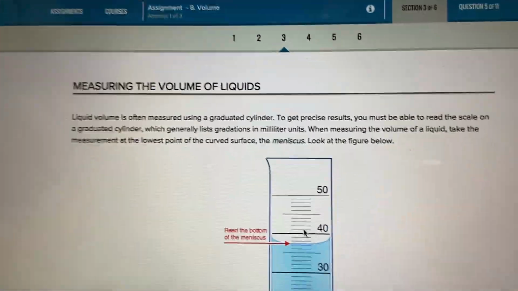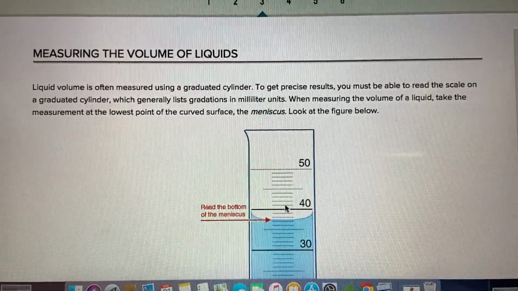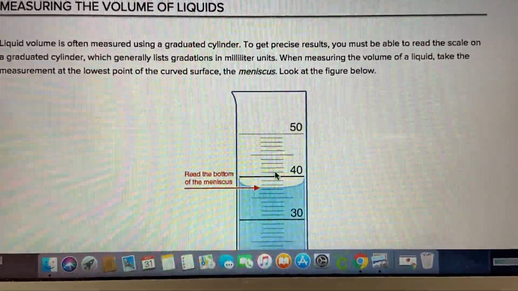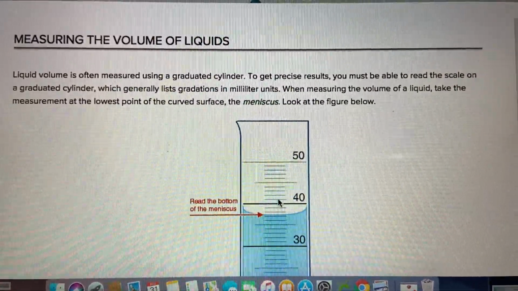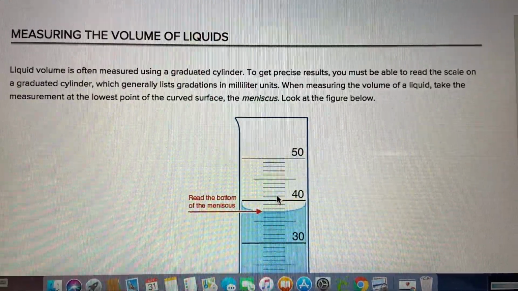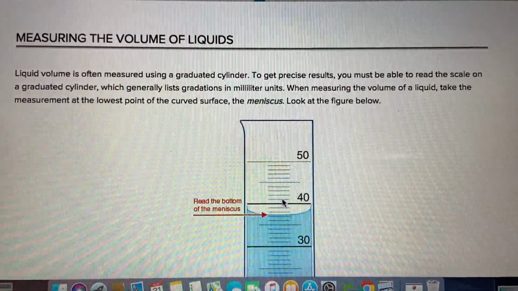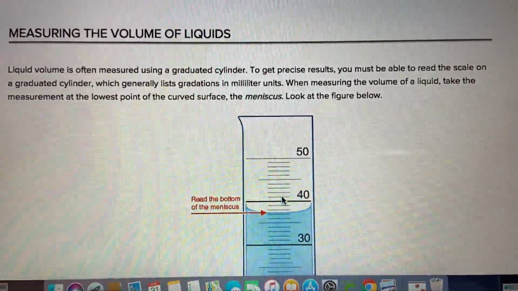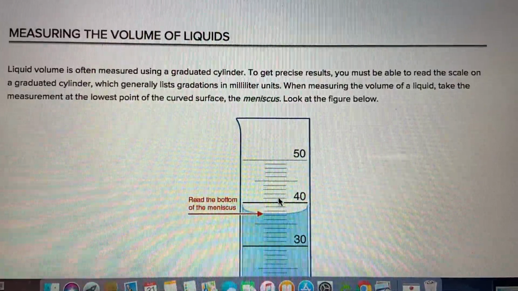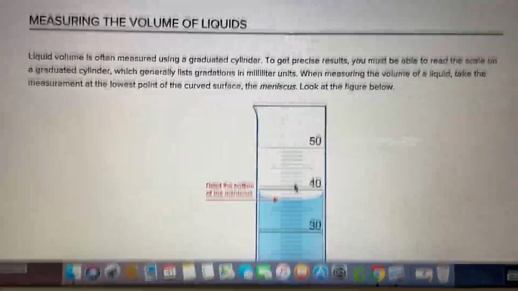Okay, measuring the volume of liquids. Liquid volume is often measured using a graduated cylinder, which is the shape of this object in the picture. To get precise results, you must be able to read the scale on a graduated cylinder, which generally lists gradations in milliliter units. When measuring the volume of a liquid, take the measurement at the lowest point of the curved surface, the meniscus. Look at the figure below.